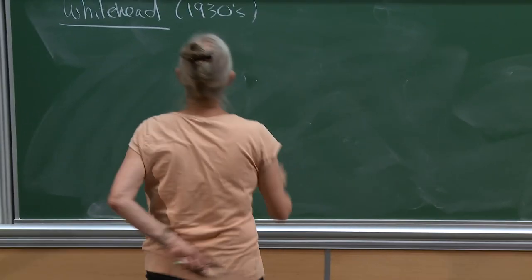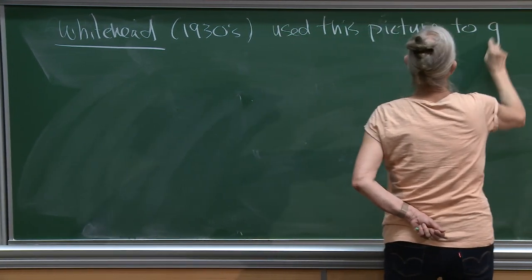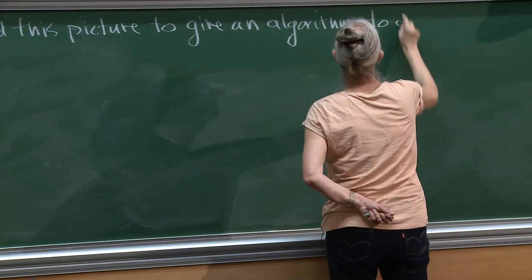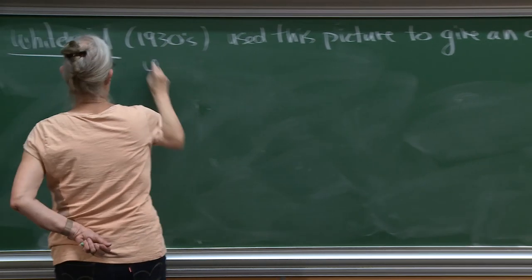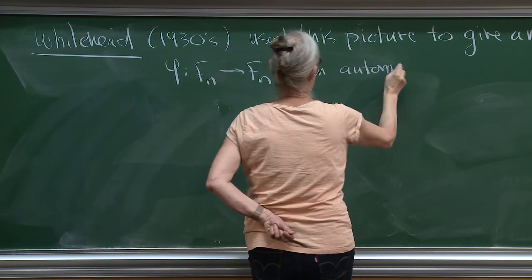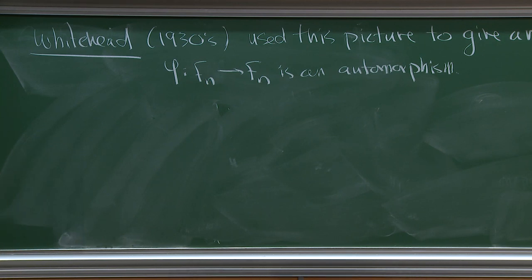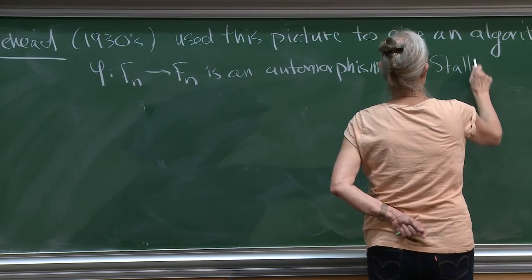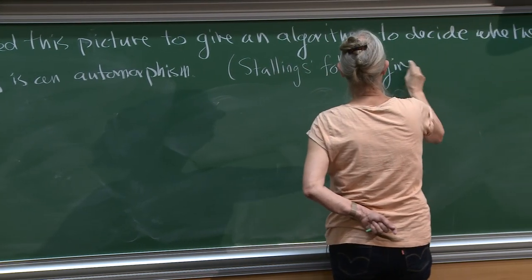Whitehead in the 1930s used this picture to give an algorithm to decide whether a map phi is an automorphism. Now, I'd like to point out that we already have an algorithm to decide whether a map is an automorphism. Namely, Stallings' folding gives another one.